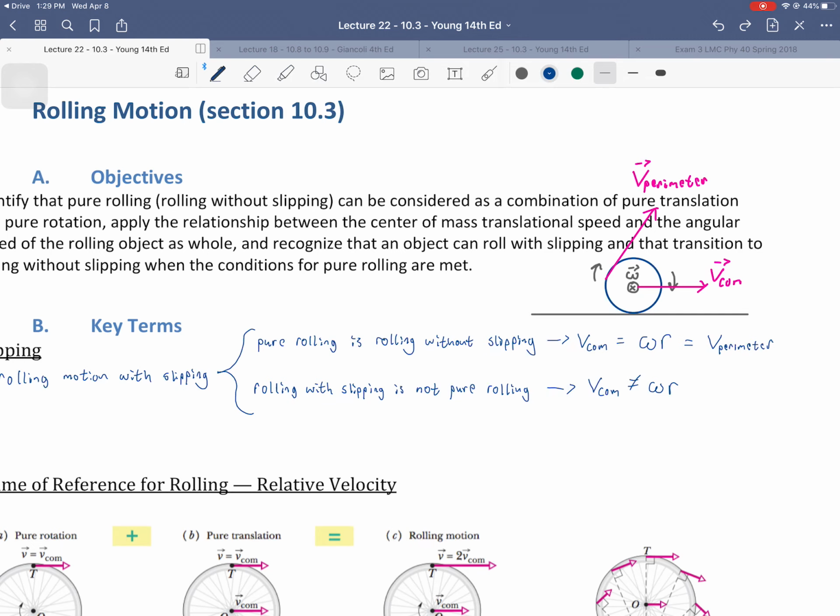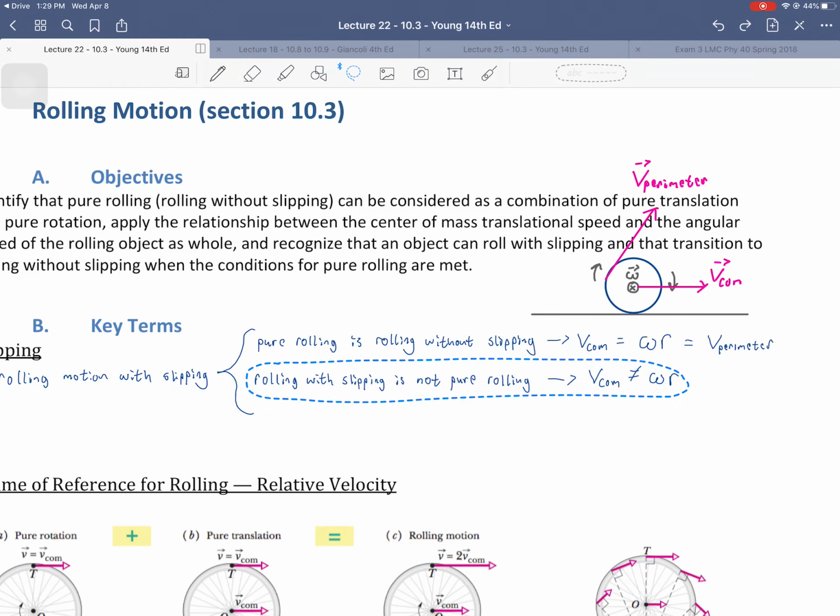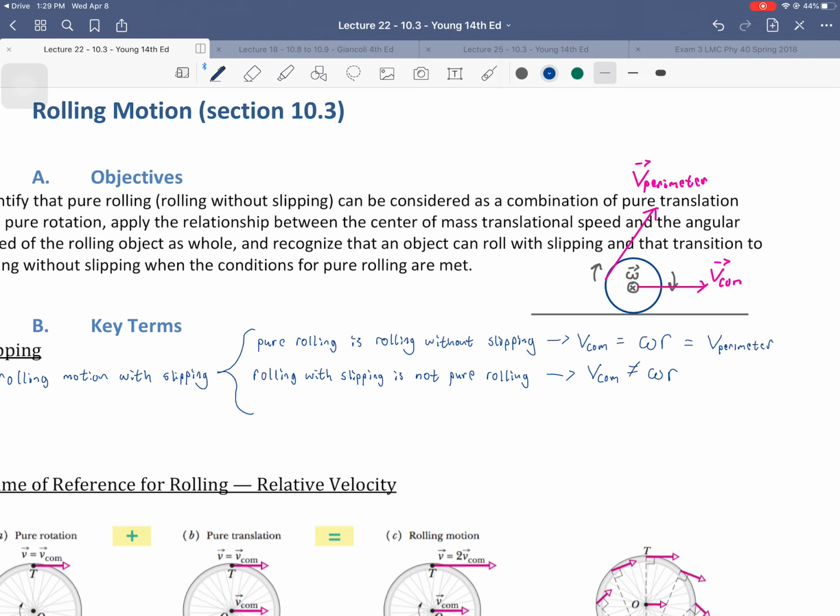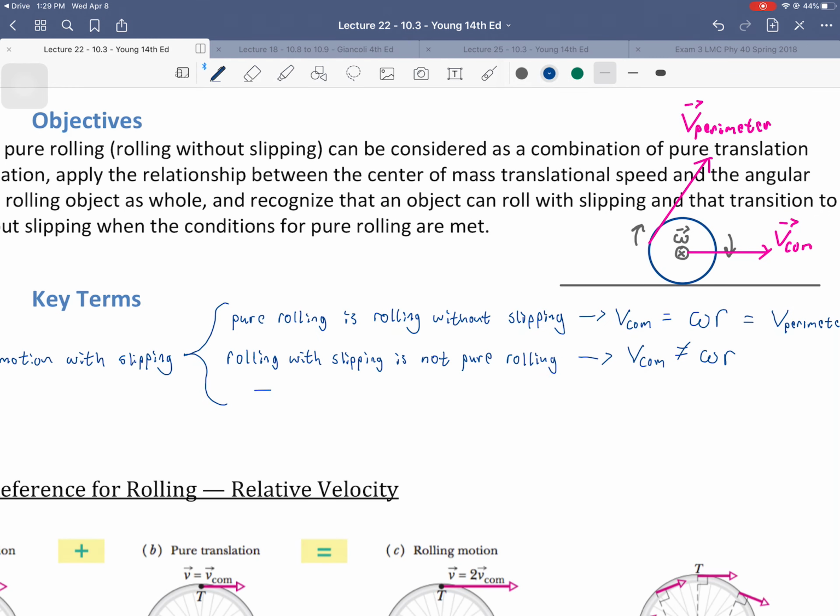And in either of those cases, what's going to be happening is the object is going to be transitioning to rolling without slipping. So rolling with slipping is always transient. It's always a transitional type of motion that will eventually lead to pure rolling. So all rolling with slipping can, because of course the rolling object could come to a stop or reach the end of the track, but given enough distance and time, it will transition to pure rolling.